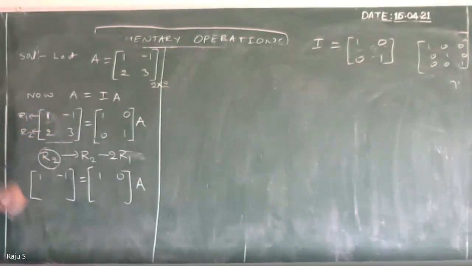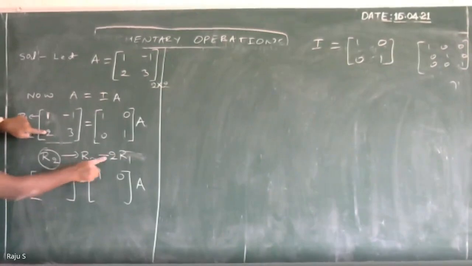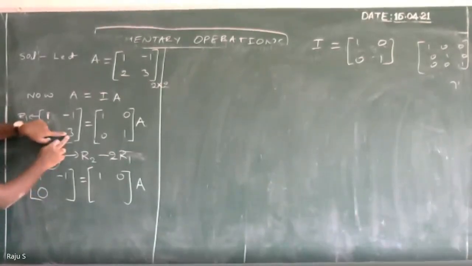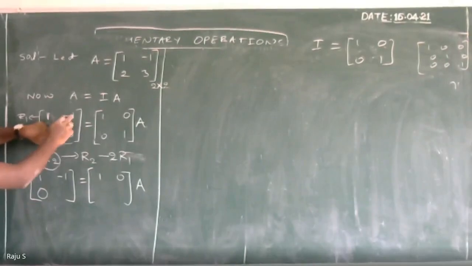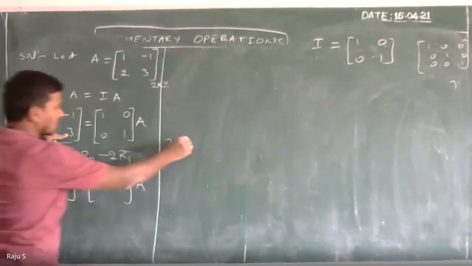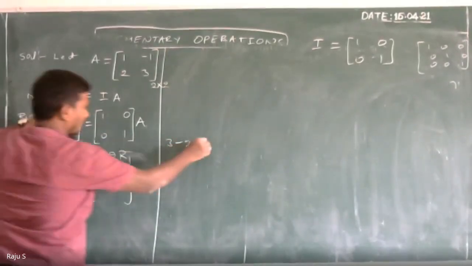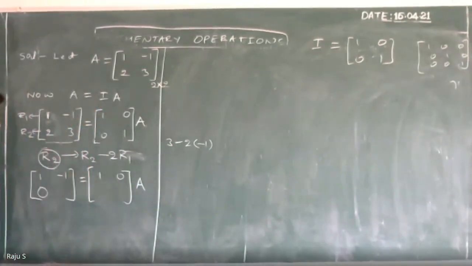Now R2 changes. What about R2 minus 2R1? What about this element? R2, 2 minus 0, 0. Good. Then what about this? R2, 3 minus 2 times the corresponding element of R1, which is -1. Nothing but it is 5. Is it okay?